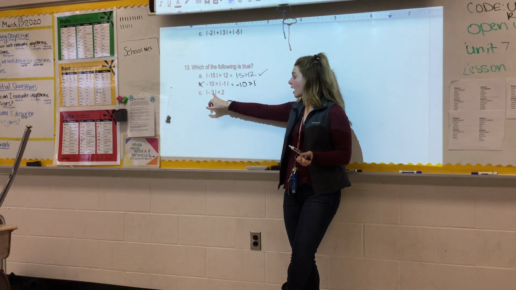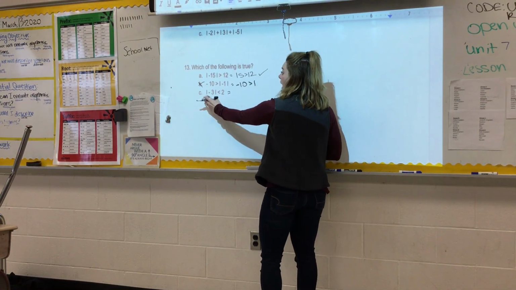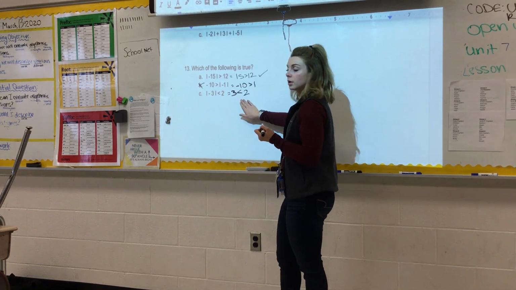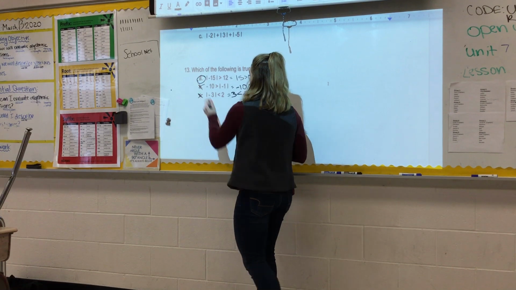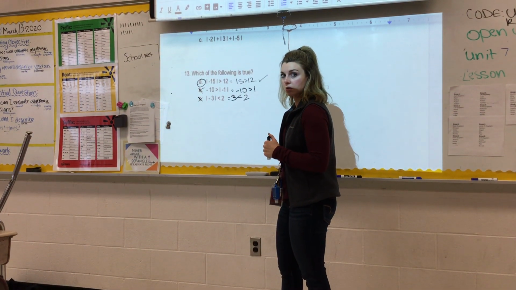So then this says the absolute value of -3 is less than +2. So that is saying the absolute value of -3, which is just 3, is less than 2. Does that make sense? Nope. So we know that A is our only correct answer here. Any questions? Good on that one?